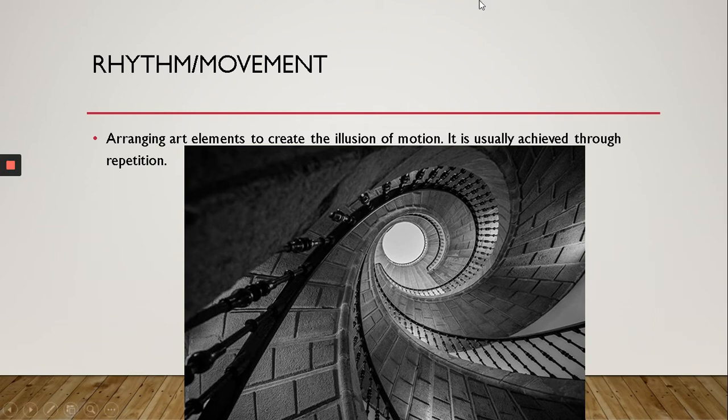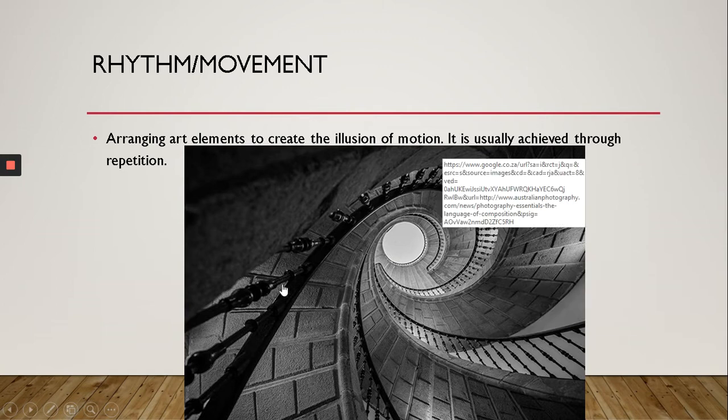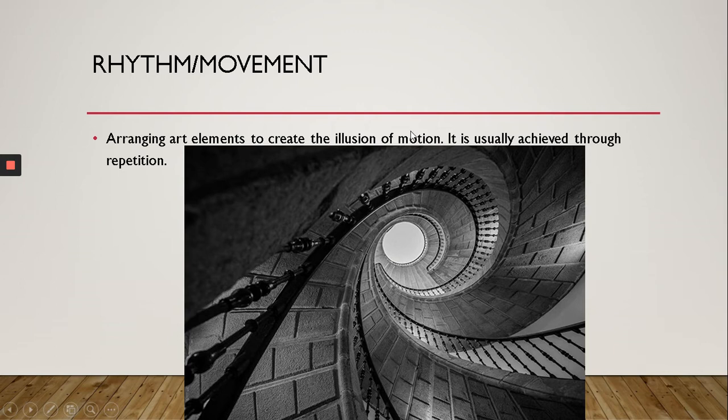So the next one is rhythm and movement. This is usually created with patterns, so it links quite nicely with that. Rhythm and movement talks about the movement of our eye through a picture. It is like the banisters that swirl up and around to bring our eye to the focal point, which would be that hole at the top. So it's not necessarily that the picture moves like an optical illusion. It could also be that our eye is being led to a certain point.